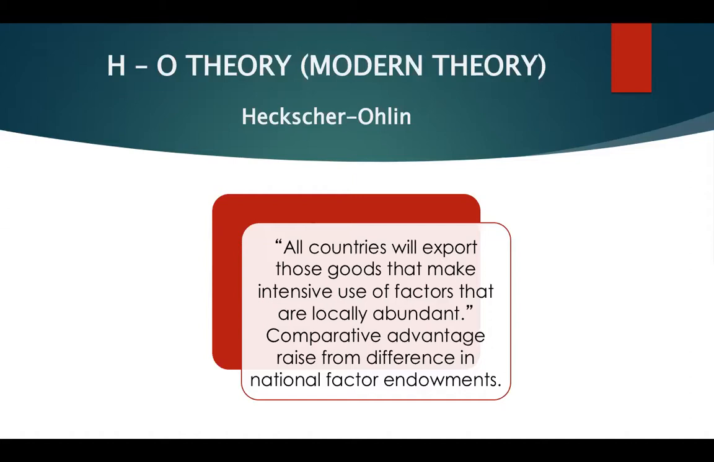Locally abundant, for example, factors that are locally abundant. Factors means factors of production: land, labor, capital. They are all factors of production. Locally abundant means if you go to a country like Russia or China or even the US, they are land-abundant countries because they have a lot of area, a lot of land. So Russia, China, the US, they are all land-abundant countries.